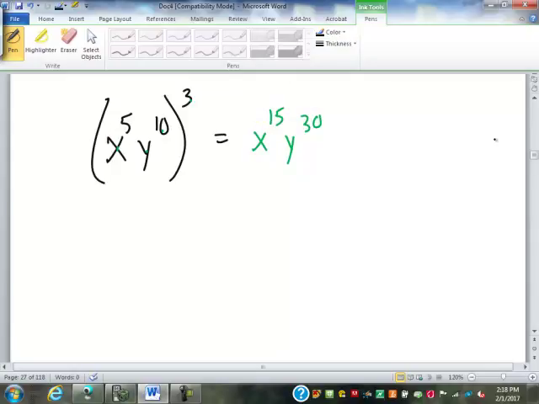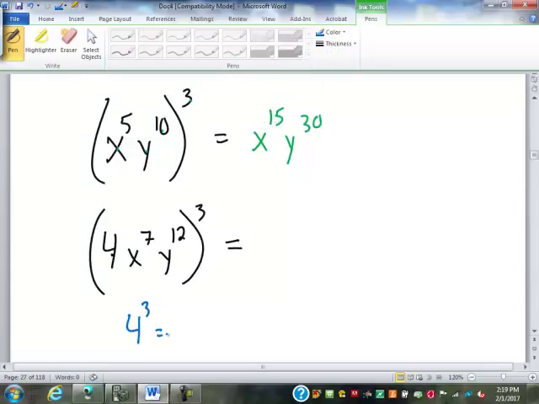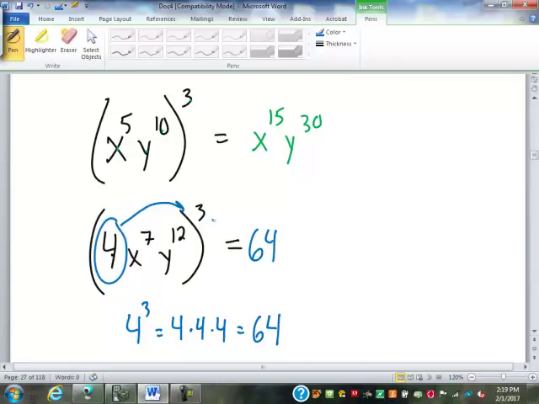Where it gets to be tricky is if we have a number in there. Like 4x to the 7th, y to the 12th, to the 3rd power. The 4 to the 3rd power, a lot of people want to jump in and put in 12 because we're used to multiplying when we're dealing with powers. But it's not 12. It is 4 to the 3rd power. Exactly. 4 times 4 times 4, which is 64. So 4 times 4 times 4 is 64. The number still goes to the power. Now x to the 7th to the 3rd power will be x to the 21. And y to the 36. Very good.